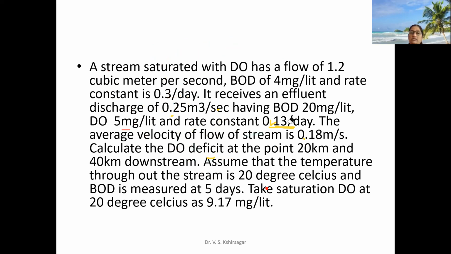Sorry, I have erased it, but one more part I forgot to tell you. I will do it once again. Suppose this is the stream, and in this stream you are disposing the sewage at a certain spot. The properties of this and this, and the flow rate of this and this are known to you, and the rate constants of this and this are known to you. Now you need to calculate the DO deficit at the point 20 kilometer downstream and 40 kilometer downstream.